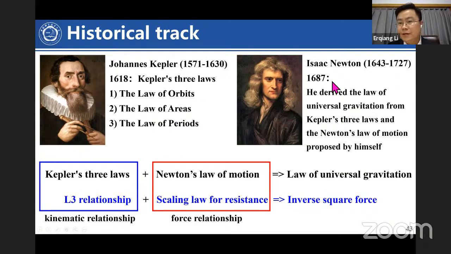Like when Isaac Newton derived the law of universal gravitation, of course from Kepler's 3 laws, right? From these three laws, we call it kinematic relationship. That is observed, right? You observe the planets, then you get these 3 laws. These 3 laws, the Newton's law is what Newton derived by himself. So you plus kinematic relationship plus the force relationship, Newton derived the law of universal gravitation, right?